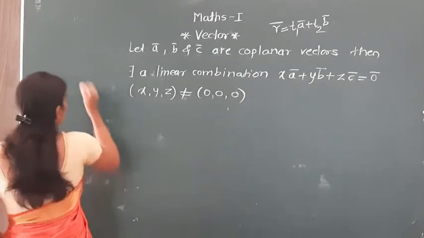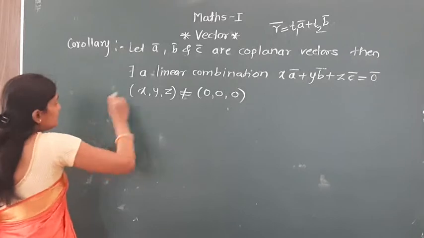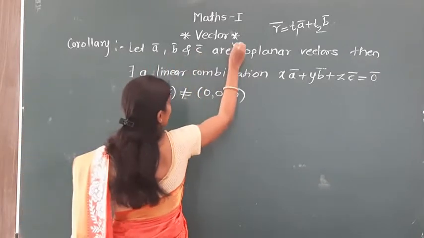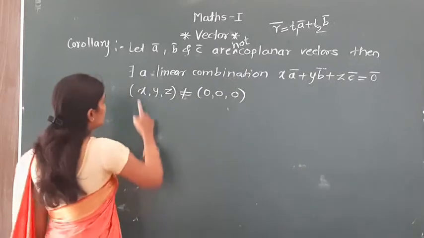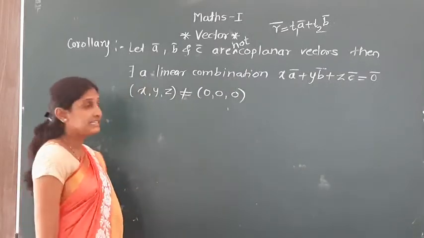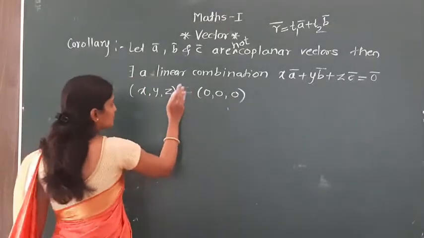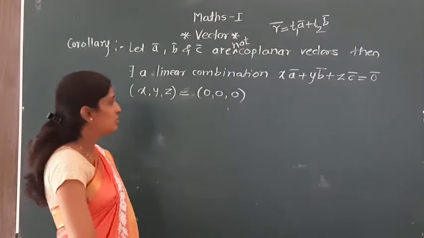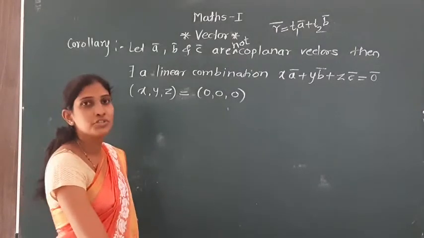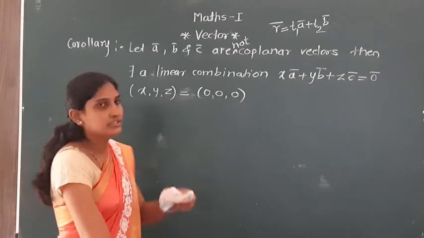There is also a corollary. What is the corollary? If A bar, B bar, C bar are not coplanar vectors, then there exists a linear combination x A bar, y B bar, z C bar where x, y, z is equal to 0, 0, 0. This is also a corollary.